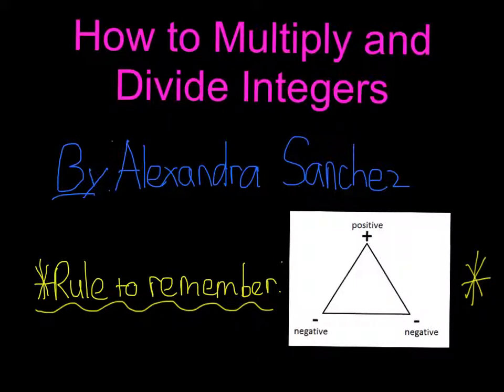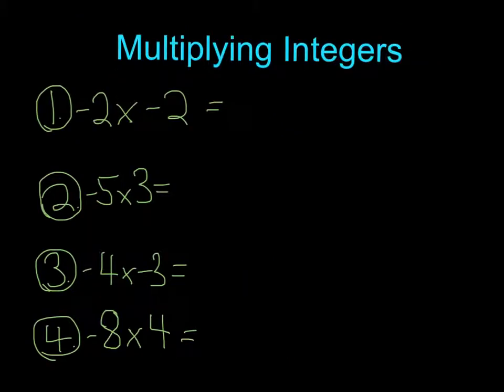I'll show you a few examples. On this slide, I'm going to show you how to multiply integers. For number 1, it's -2 times -2. Since we're multiplying two negatives, the answer is going to be positive. So it's going to be positive 4.